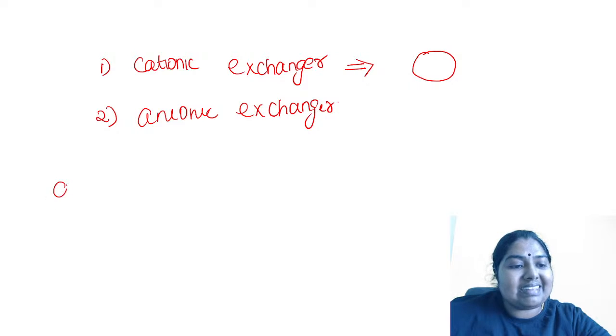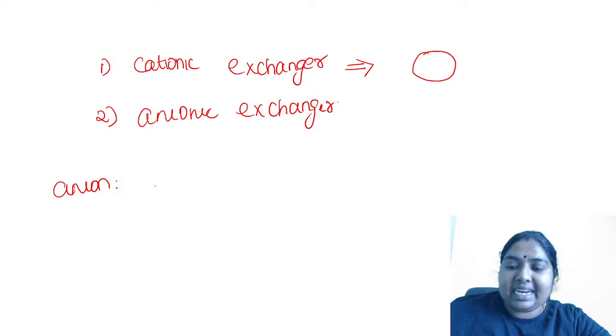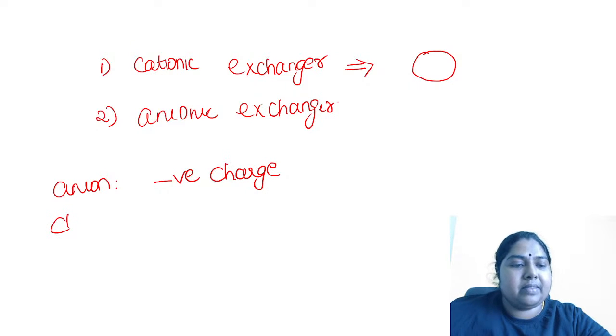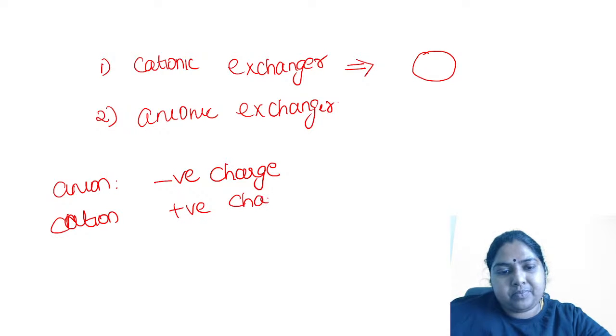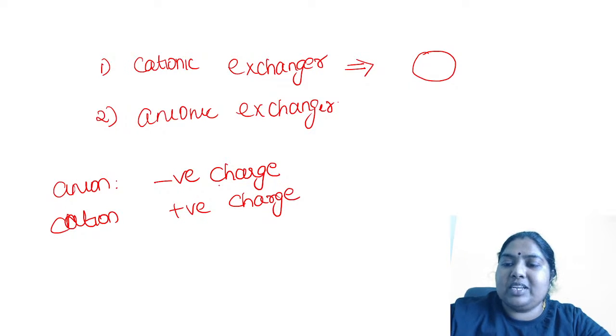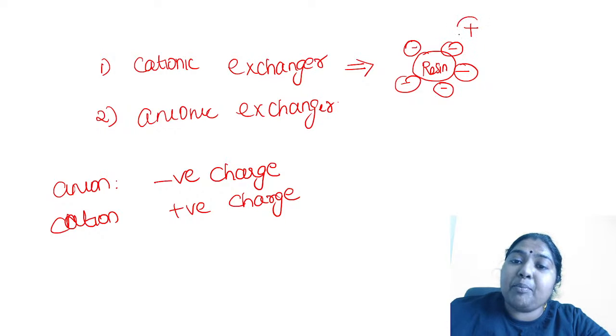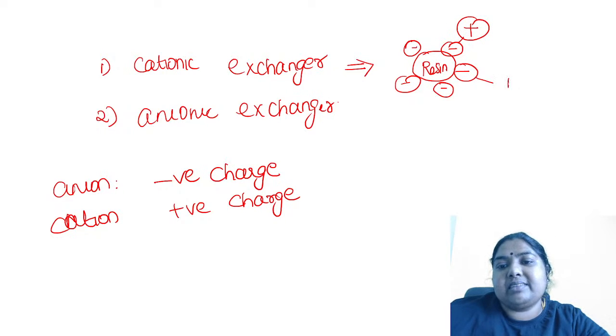First you tell me what is an anion. Anion means negative charge. Does everybody agree? Anion is negative charge. Cation is positive charge. Okay, right. So anion is going to be negatively charged, and cation is going to be positively charged. Now this resin is going to exchange my cation. So what should be the charge? The resin will be negatively charged, such that it can bind the positive charges.